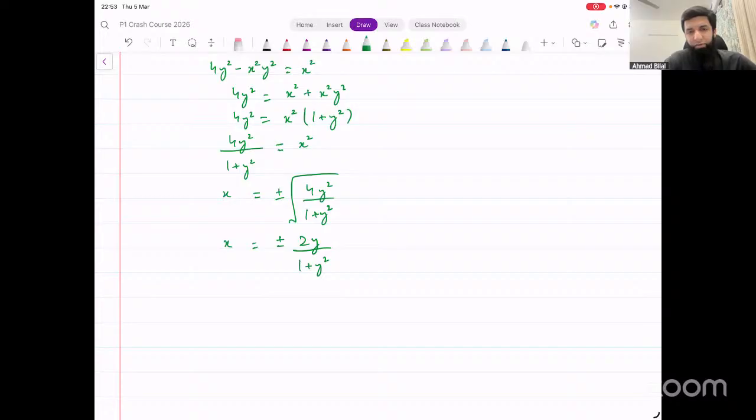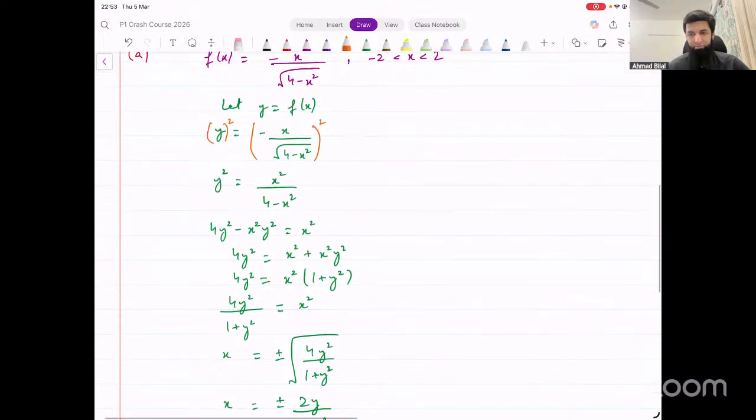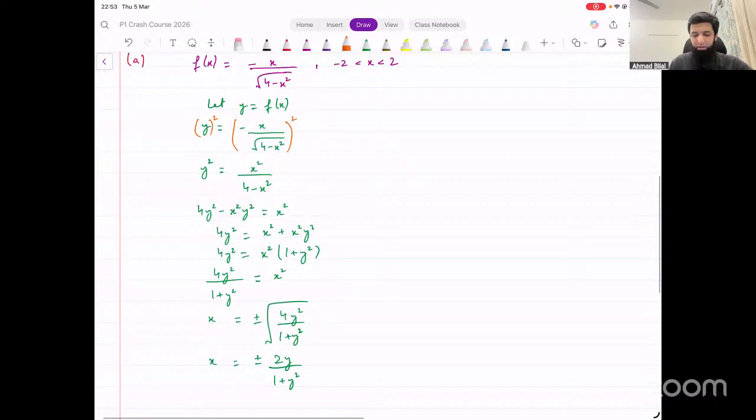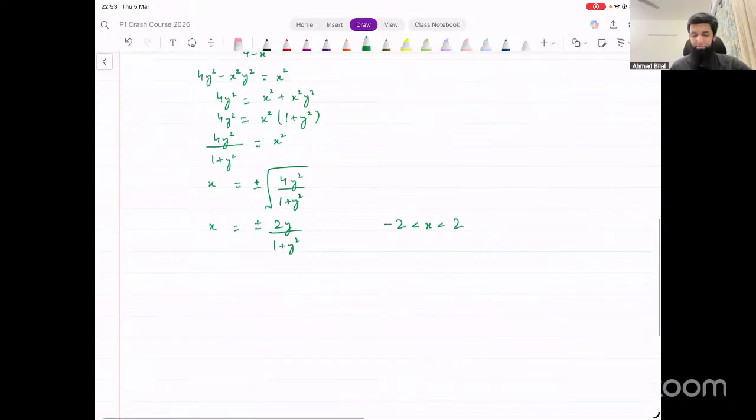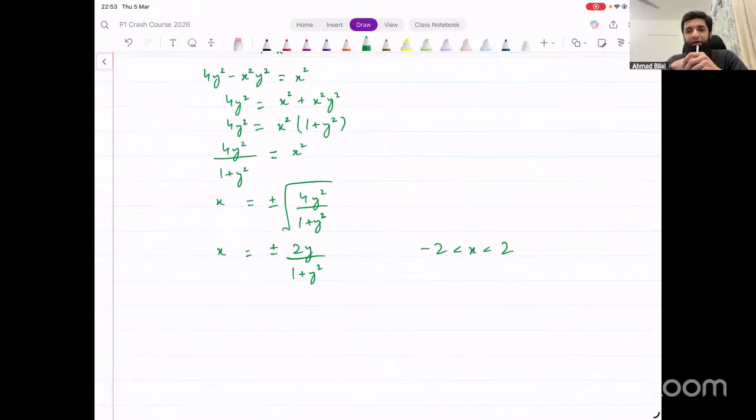Now at this point, remember, we needed to figure out whether to use plus here or minus here. Plus or minus. Do we use plus or minus? We look at the given domain, right? Okay, let's look at the domain. The domain is -2 to 2, right? That's the domain. Can we figure out whether to use plus here or minus here?